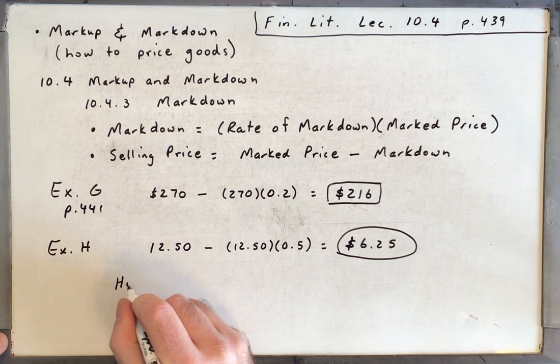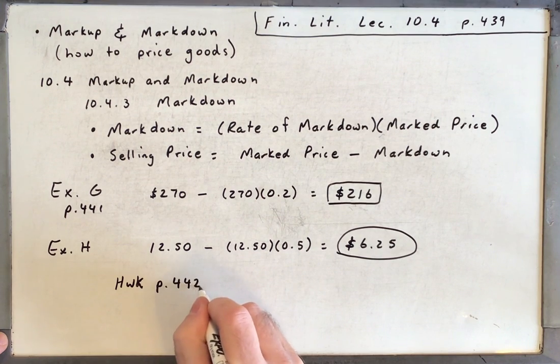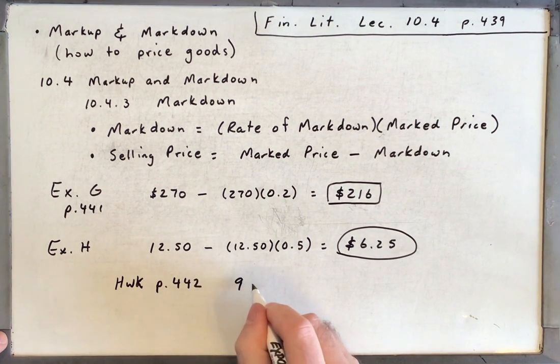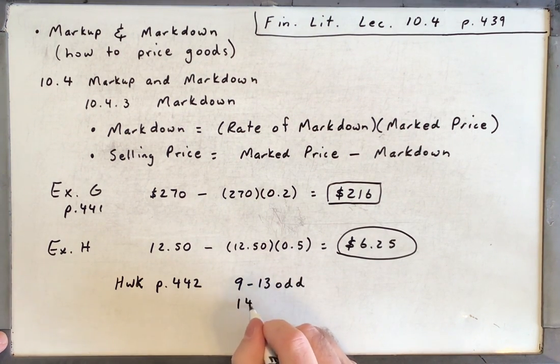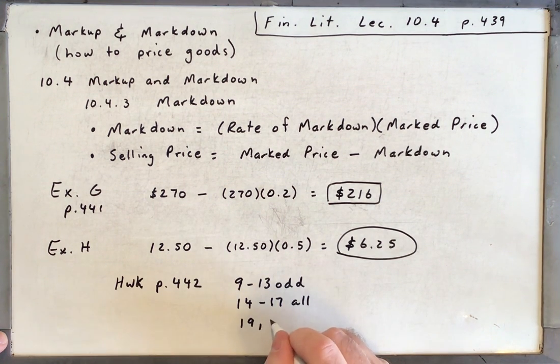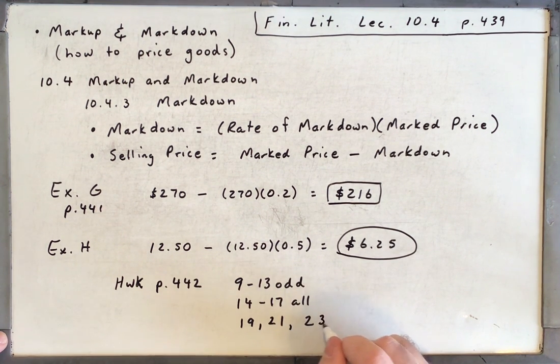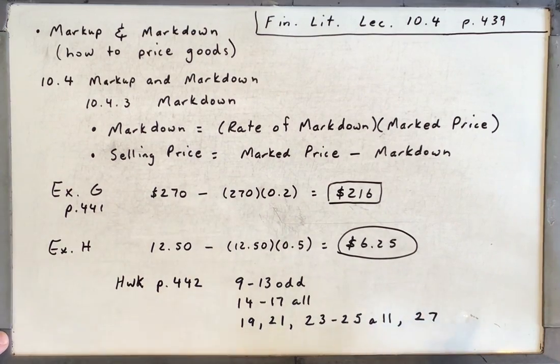The homework from this section, page 442, you can do 9 through 13 odd, 14 through 17, you do all of those, 19, 21, 23 through 25, that would be all of those, and then also number 27. Okay, that is a total of 13 problems.